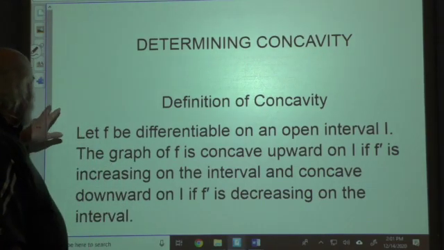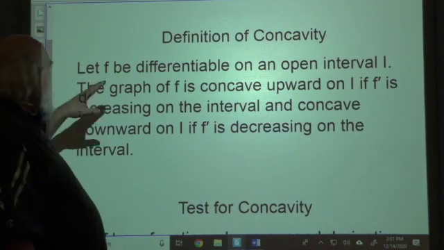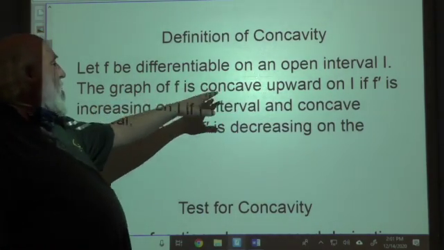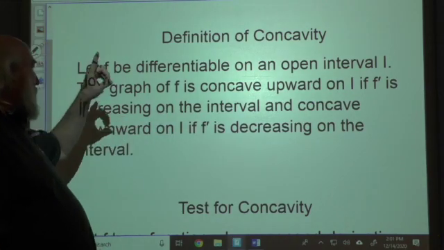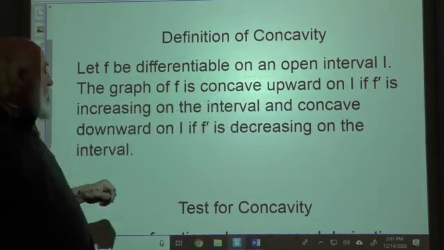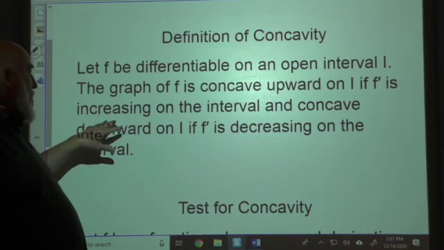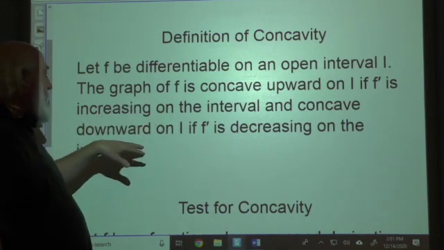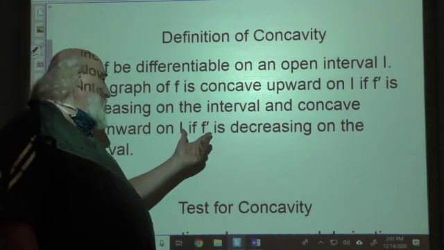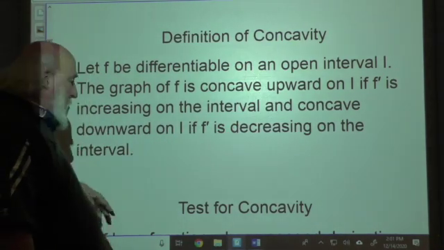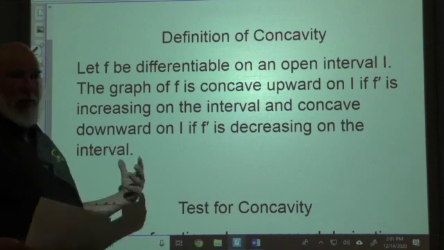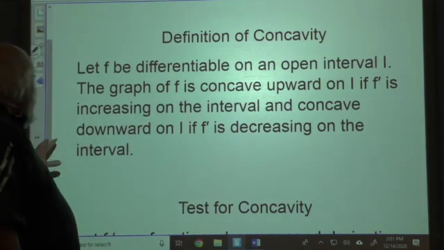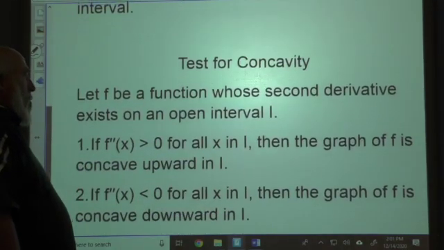It's not supposed to distort your face like a reflection. So the definition is: let f be differentiable in an open interval I. The graph of f is concave upward on I if the derivative of the function is increasing on the interval, and concave downward if the derivative, or slope, is decreasing on the interval. So it's a matter of examining whether your slopes are increasing or decreasing. Okay? And how do you do that?